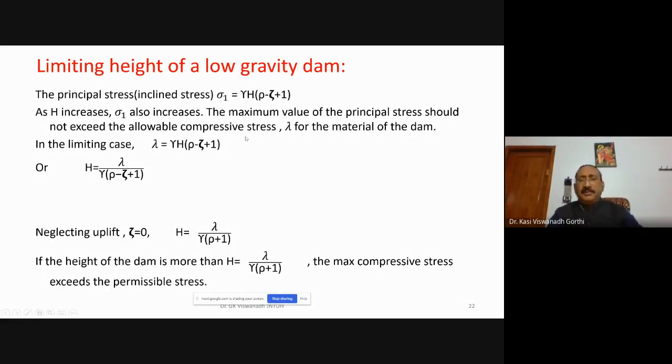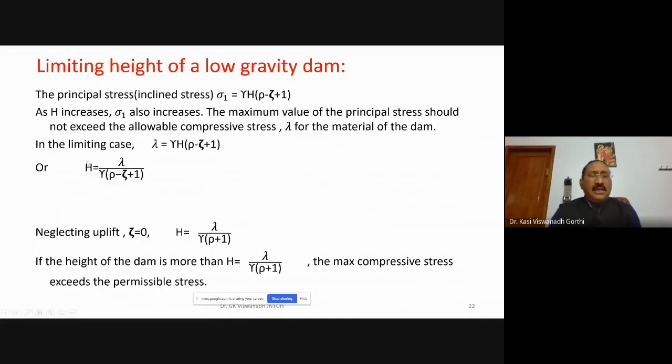Allowable compressive stress will depend on the material used. For concrete, the maximum allowable compressive stress depends on the grade of concrete that you are using, like M20, M25, M30, M35, and so on. Say this allowable compressive stress for the raw material is lambda. Then in the limiting case, lambda must be equal to gamma H into rho minus zeta plus 1. That means it cannot exceed that. Or the height H will be equal to lambda by gamma into rho minus zeta plus 1.